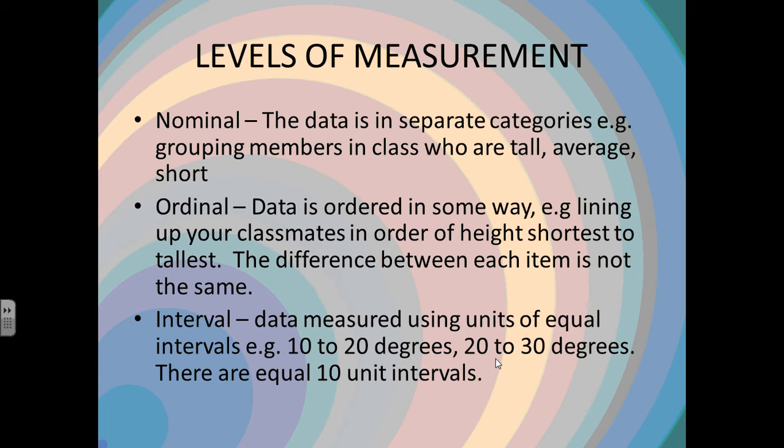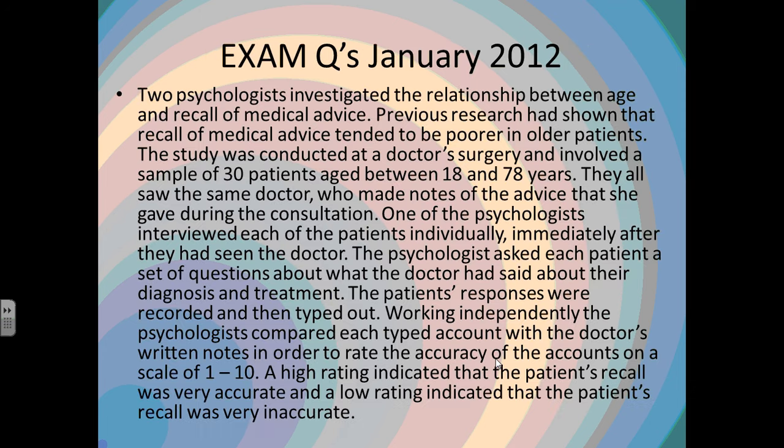Right, levels of measurement. You do need to know levels of measurement in order to do this. Nominal data is categorical data, so it's in categories, not numbers. Ordinal data can be ordered in some way, for example in terms of height. Interval data has equal intervals between values, like degrees.